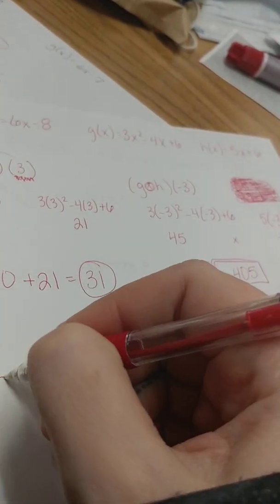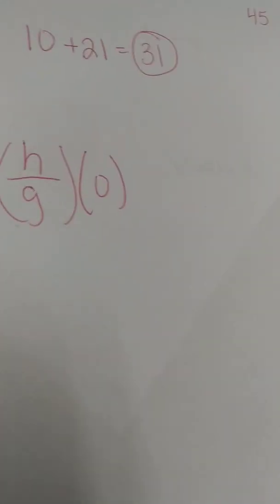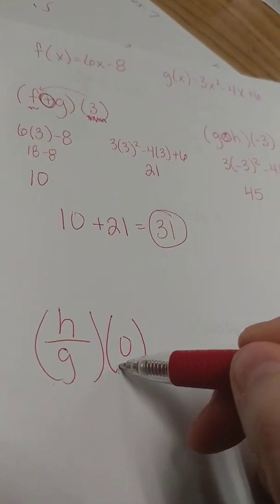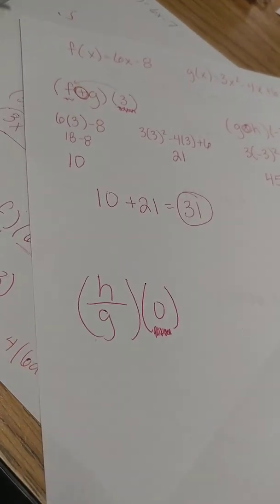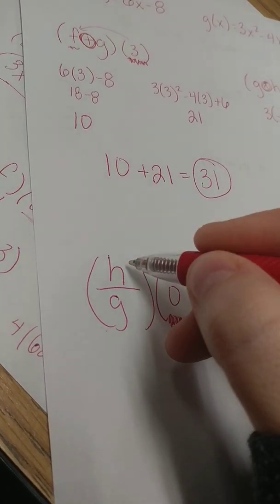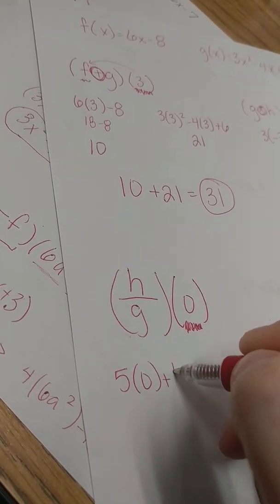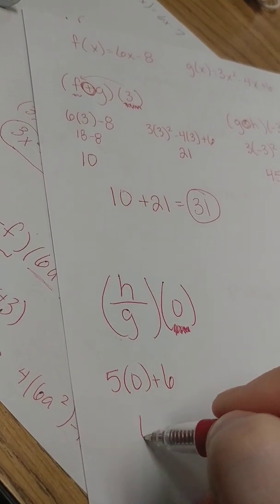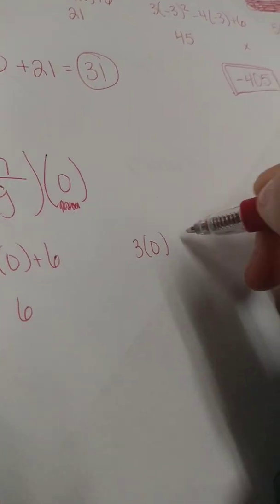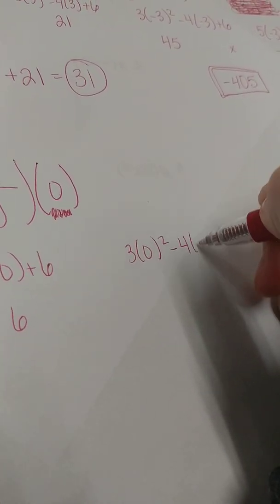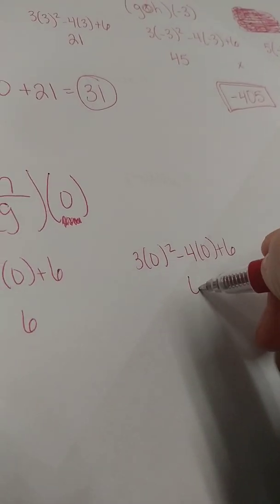The last problem we're going to do, h divided by g, let's do 0. Okay, so we have a number in parentheses. That means we don't have to do any work first. We immediately go into our substitution. h is on top, so we'll do h at 0. 5x plus 6 gives us an answer of 6. Then we're going to go to g, 3x squared minus 4x plus 6, and that also gives us 6.